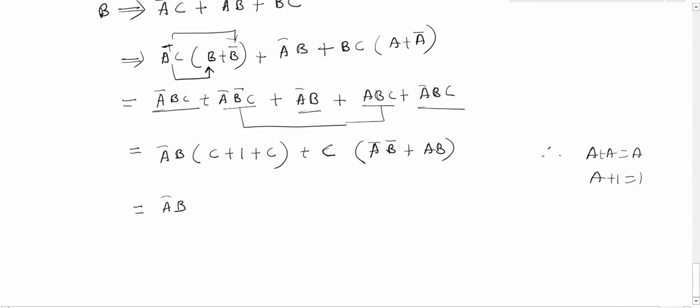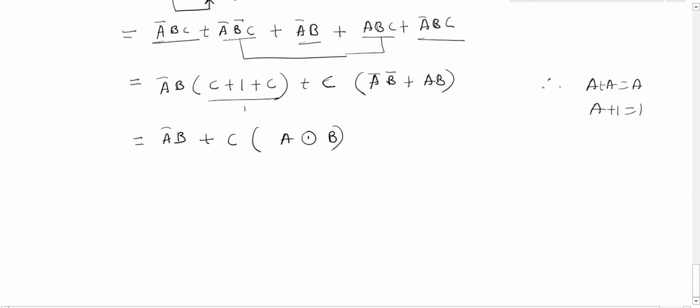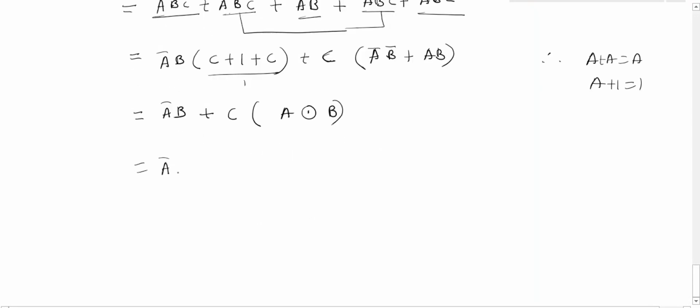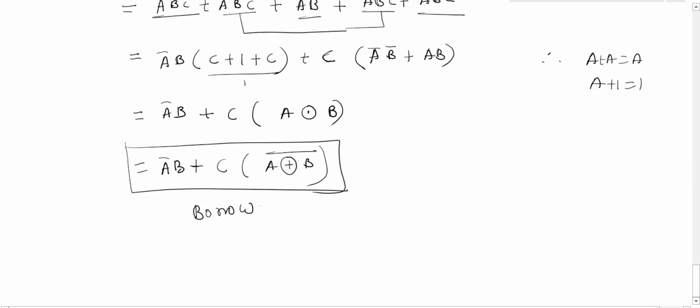So I am going to rewrite the expression like this. A bar B, this term will become 1 plus C, and in the bracket A bar B bar plus AB is nothing but A XNOR B. Now A bar B plus C times A XNOR B, the expression I can rewrite like this: A bar B plus C times not of A XOR B. This is the simplified expression of the borrow.